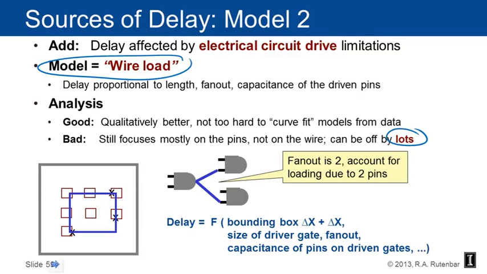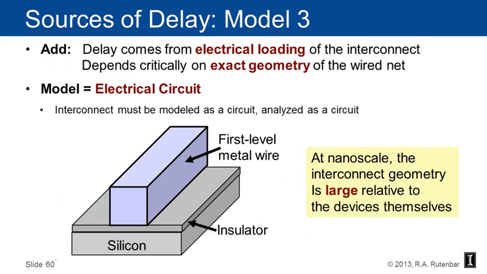And then ultimately, you're forced to admit that the delay comes from the electrical loading of the interconnect, and it depends critically on the exact geometry of the wired net. I need to know the shape of the wire in order to figure this out. And so the real honest electrical model for one of these things is an electrical circuit. You have to model these things as a circuit and you have to analyze them as a circuit. And so the question is, how do you analyze something like this as a circuit?